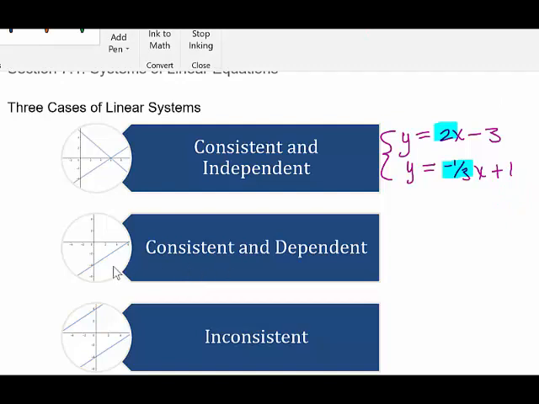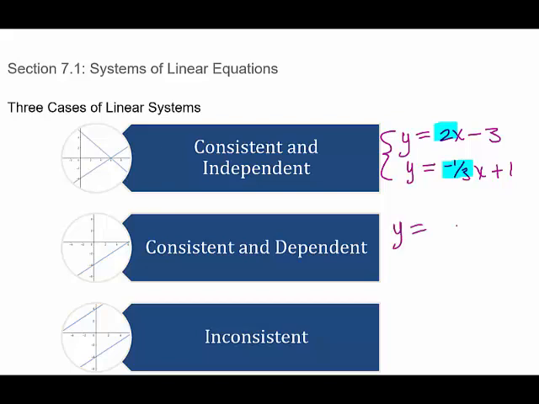Now, if you notice that the two lines are exactly the same, then all points on one line will satisfy both equations. And so we're going to classify that system as consistent and dependent. And the lines could look something like this. y equals 2x minus 3, and same thing, y equals 2x minus 3.